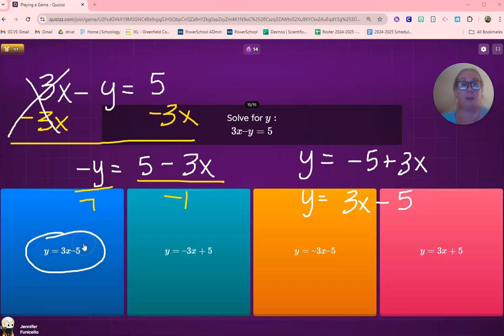And that is our Quizizz practice. So hopefully you're feeling good going through a bunch of practice problems with literal equations. Nice work, y'all.